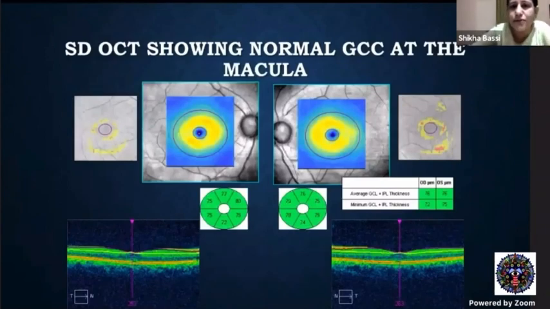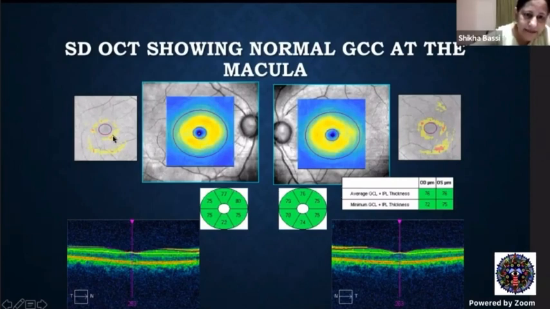Now we come to the GCC analysis. Here the color-coded images of the MGC IPL layer thickness and the deviation map are given here. In this map here, there is a topographical display of the MGC IPL layer, and the warm colors like yellow and orange represent thick areas, and cool colors like blue represent thin areas.